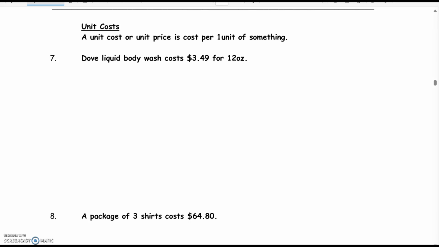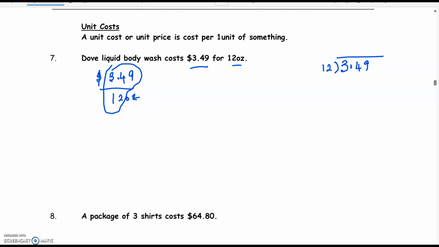Now, how much does it cost to buy 12 ounces of liquid body wash? $3.49 per 12 ounces. So this is a rate, not a unit rate, but a rate. How do we make it a unit rate? By division. And this is what we're going to divide 3.49 by. Remember, the denominator is what you divide by, which sits outside.